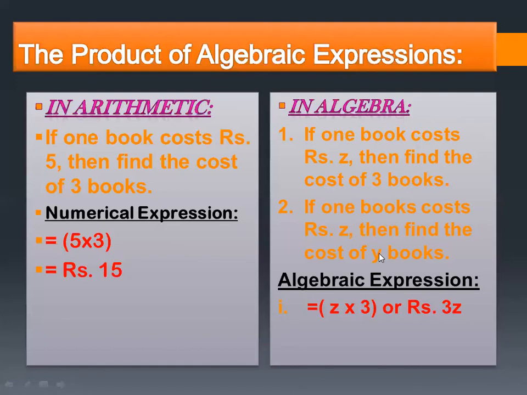Similarly, here you have Z and Y, so you will multiply Z and Y. So what will you write here? Z multiplied by Y, or you can say rupees YZ. Simply you will write rupees YZ. If no sign is present between the variables, it means they are multiplied with each other. So in algebra, we will use this type of form.